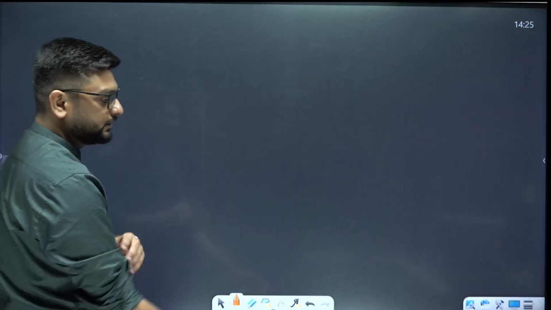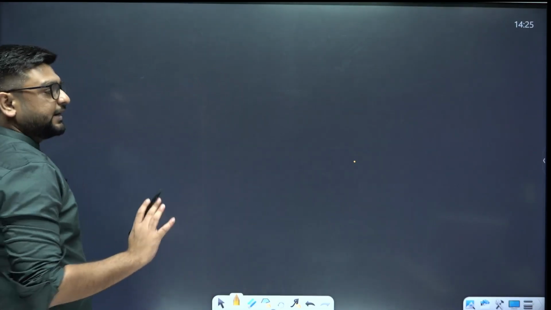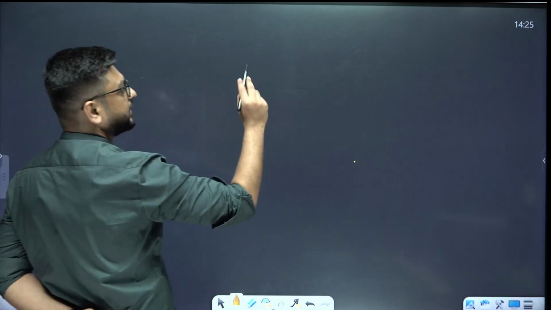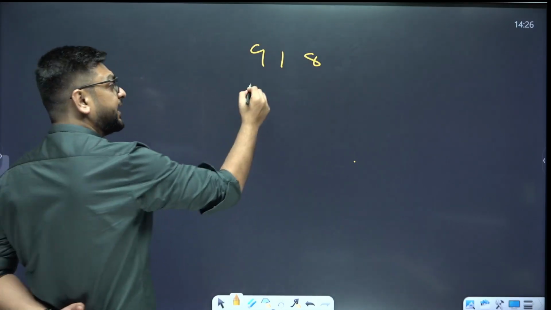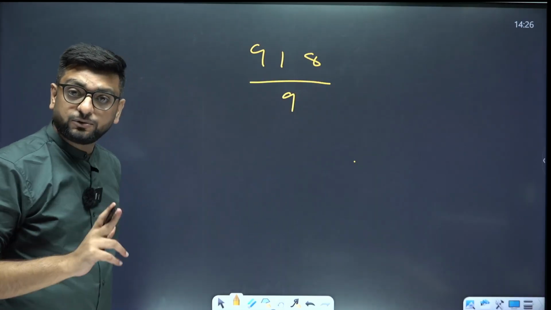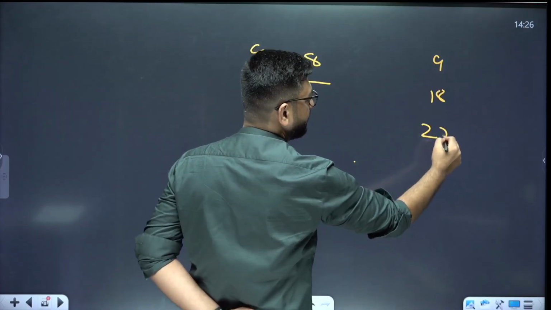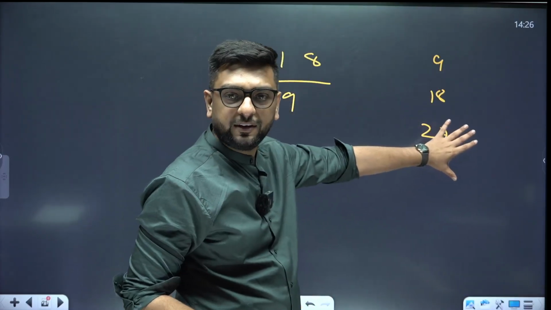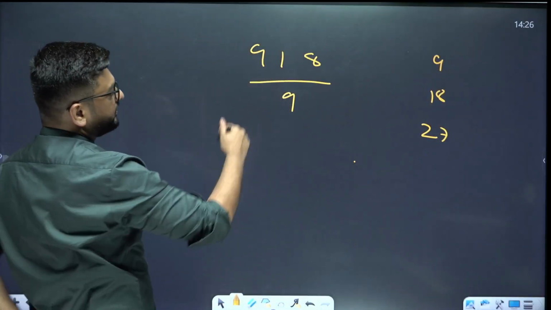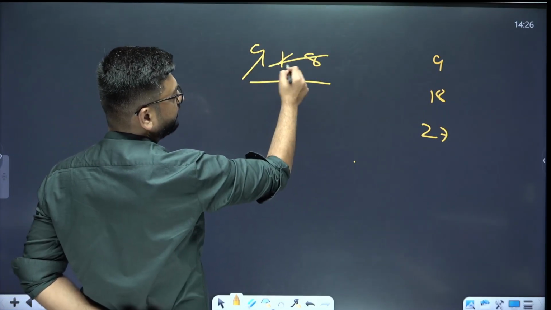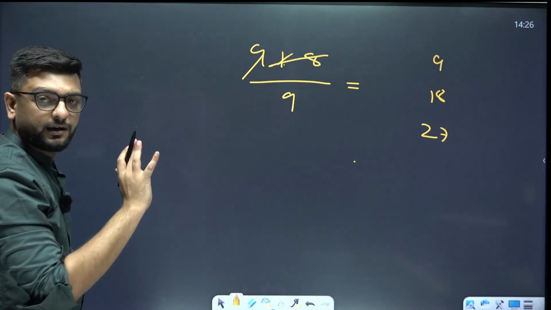Let's do another part. That is for 9. For 9, again we'll do the same thing. 918. When I divide it by 9, the sum should come as either 9, 18, 27. But do not go till 27. If you can find till 9 and 18, more than suffice. 9, 1, 8, 9, 9, it is directly divisible. My remainder would be 0.